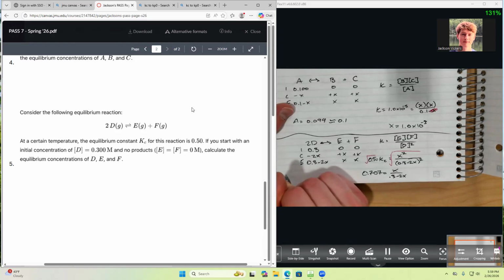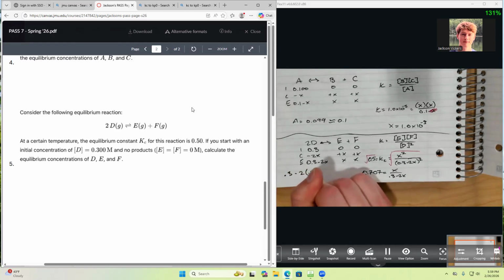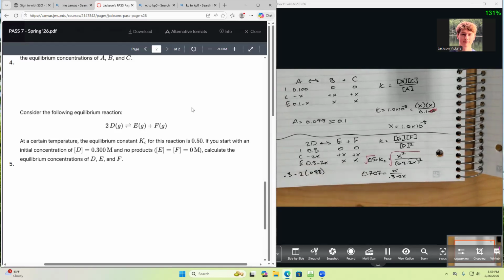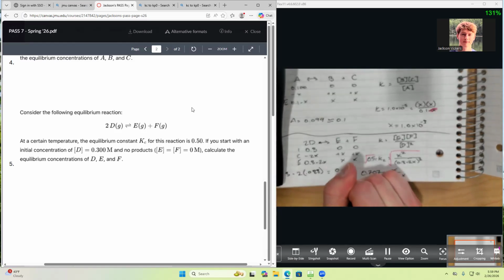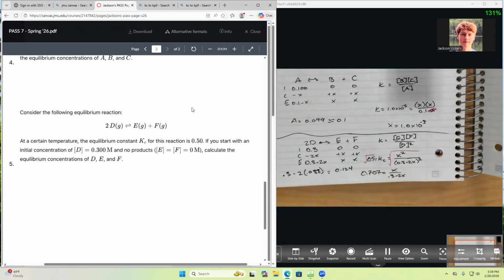So let's do that real quick. 0.3 minus 2 times 0.088. That's going to be 0.124. So this is the concentration of D at equilibrium, and then 0.088 is the concentration of E and F at equilibrium. Do you guys feel good about that?